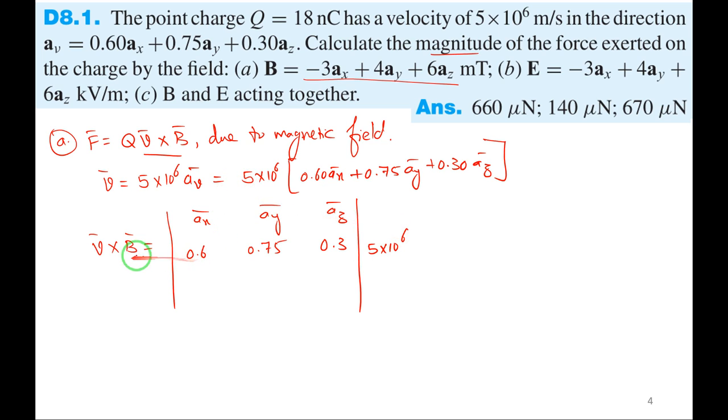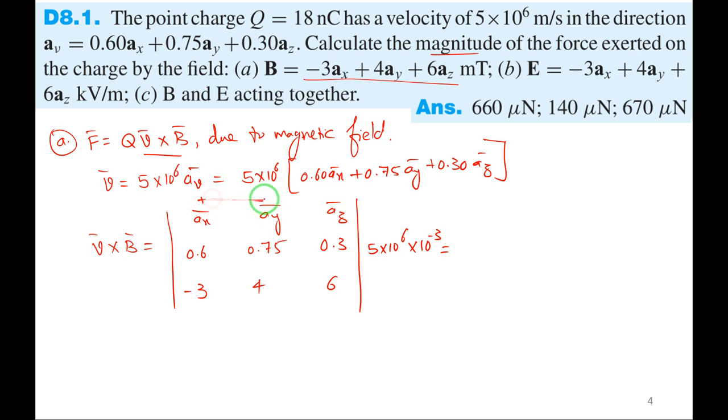Then next, the components of the B vector. The X component is -3, the Y component is +4, and the Z component is 6. But they have given millitesla, and milli means 10 power -3. I'll take it outside, 3 into 10 power -3, so I'll take it outside. So we'll solve this. What are we going to get?